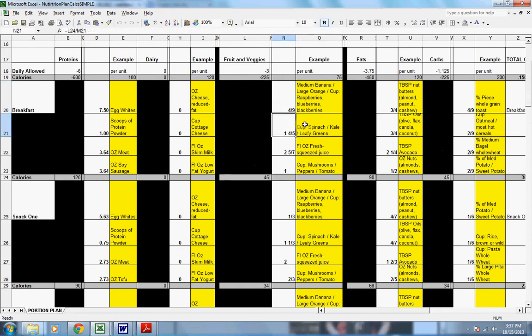Or if we're going to do spinach, we get almost 2 cups of leafy greens, so spinach, kale, something of that nature. So for an omelet, it makes sense to use the solid vegetables. So we're going to saute up a cup of mushrooms, peppers, and tomatoes. We're going to dice them up. We're going to saute them, and then we're going to add the eggs, and we've got our fruits and vegetables covered, and we've got our proteins covered.